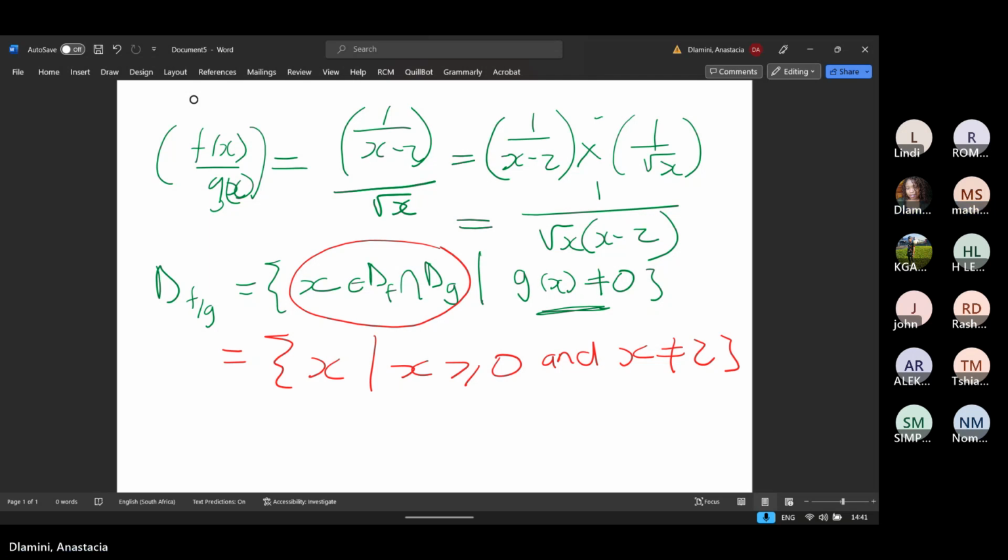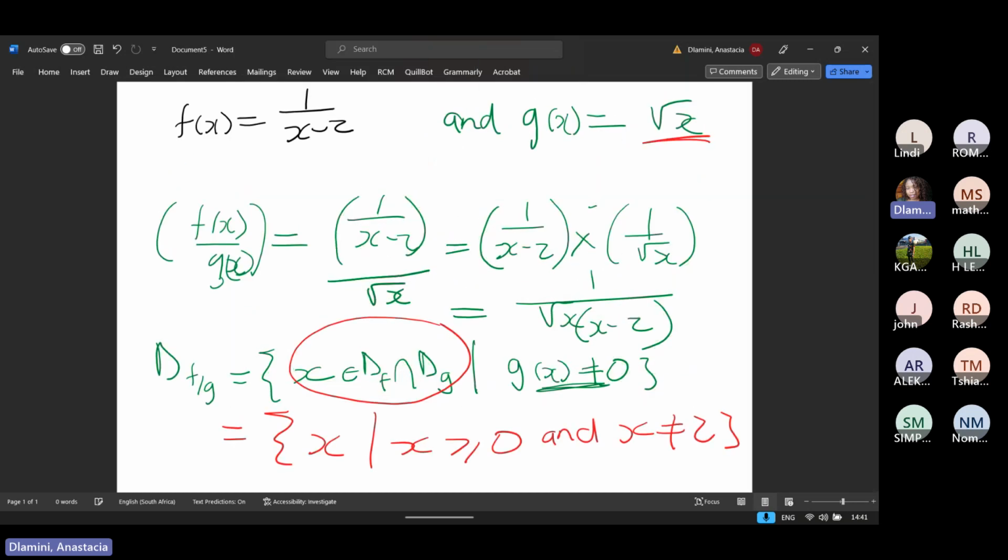But what value in the domain here, when I take it and substitute in g, will give me 0? What is g of x? g of x is this. What value is in this set such that when I substitute, g of x will be 0? What value is that?